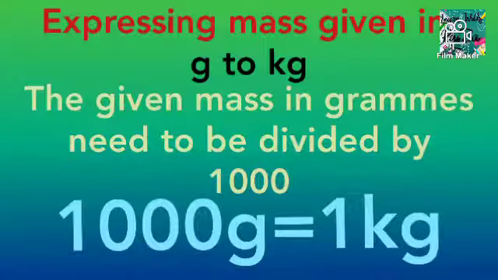Well, expressing mass given in gram to kilogram. Okay, previously we talked about how to convert masses given in kilogram to gram, and now we'll discuss how to convert mass given in gram to kilogram. Okay, if the given mass is in gram, then what do you have to do to convert into kilogram? Yes, divide. Why is that? Because when expressing mass given in kilogram to gram, we multiply it by 1000, and here when expressing mass given in grams to kilogram, we have to divide it by 1000.